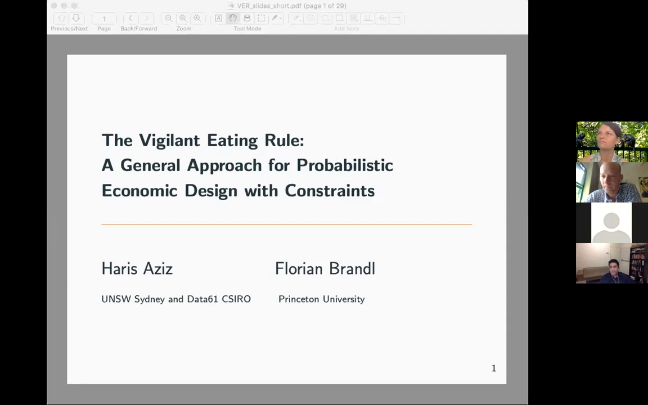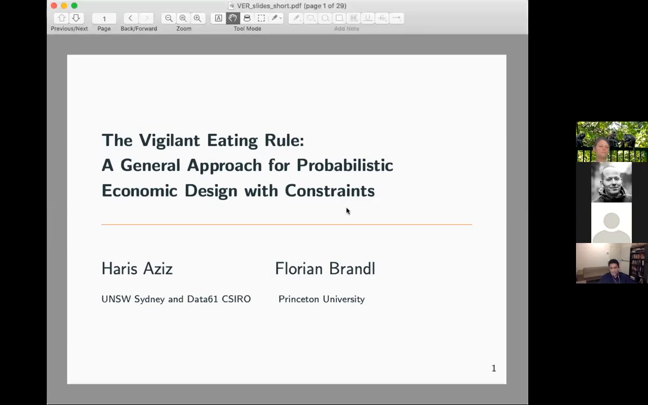And this rule applies to many economic design problems. But as a starting point, it's probably best to think of a very basic object allocation setting in which agents have ordinal preferences over objects, and they want to get one object each. So this particular talk is in the wider umbrella of resource allocation and matching.